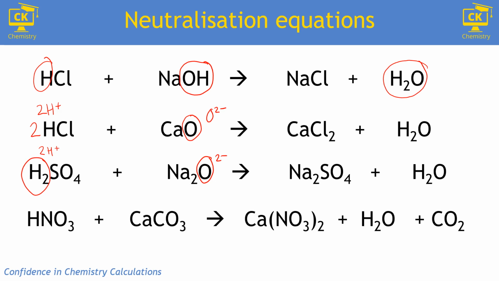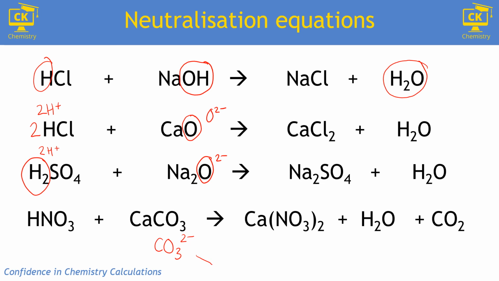Slightly more difficult example, but not too bad. Calcium carbonate and nitric acid. So the carbonate ion has the formula CO3 2 minus. And we're making more than just water this time, we're also making CO2.